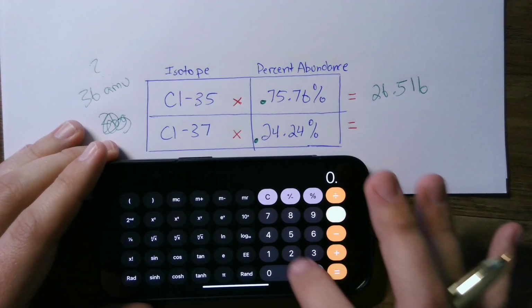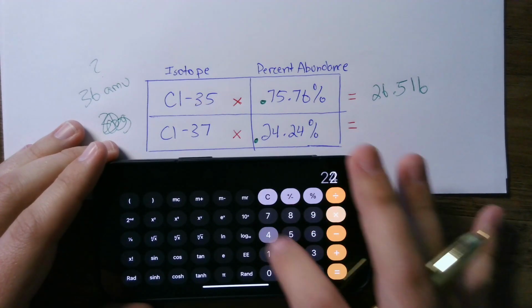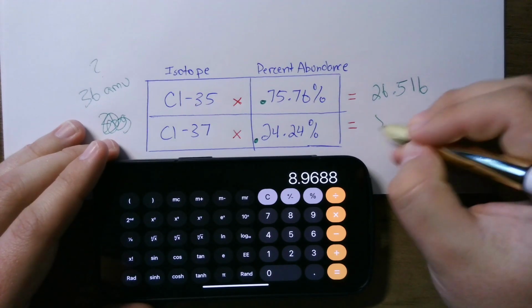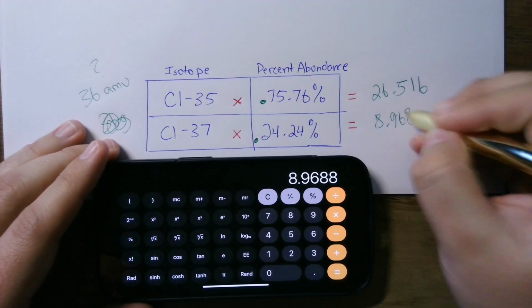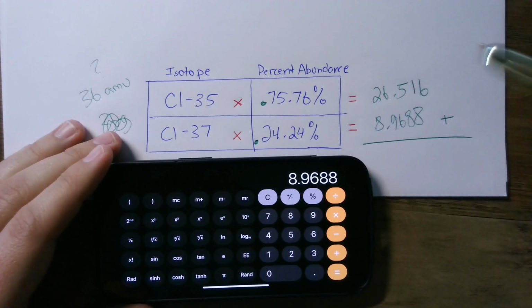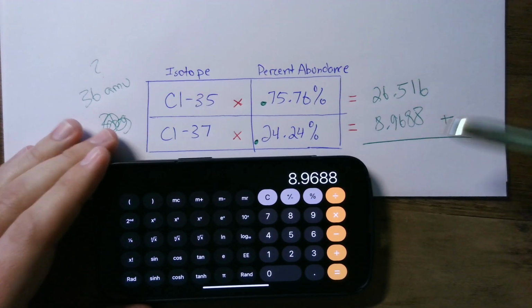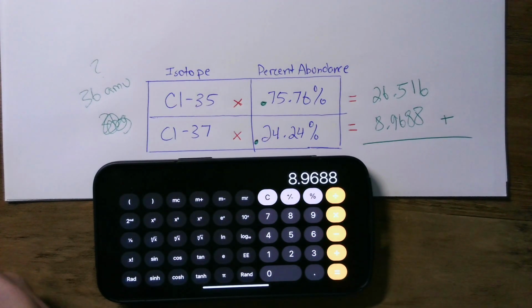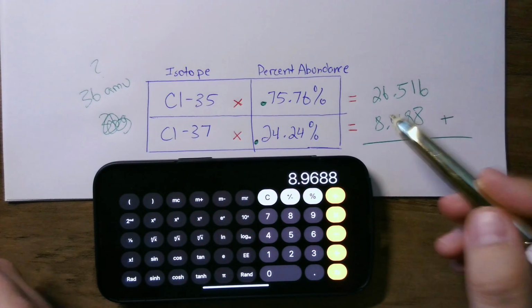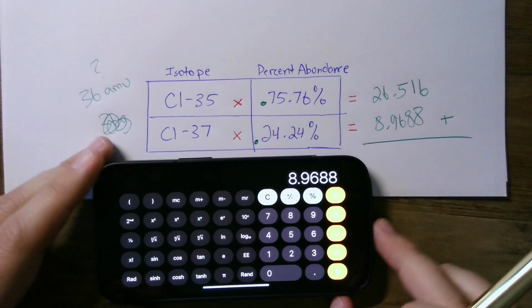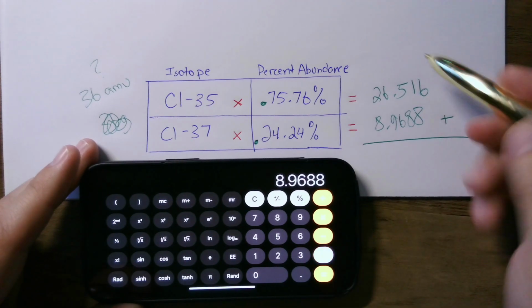The bottom one, I multiply 37 times 0.2424. And I get 8.9688. Some of you were asking me about rounding earlier. This isn't my final answer, so I'm not really worried about rounding unless I have to. If I had a super long number with like 30 decimals, I'm going to round it. But in this case, I'm just going to keep it together. It'll make my final answer more accurate. I'll just round my final answer instead. So I'm just going to add these two things together now.